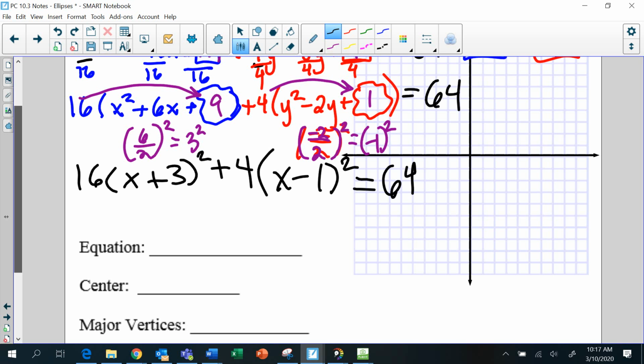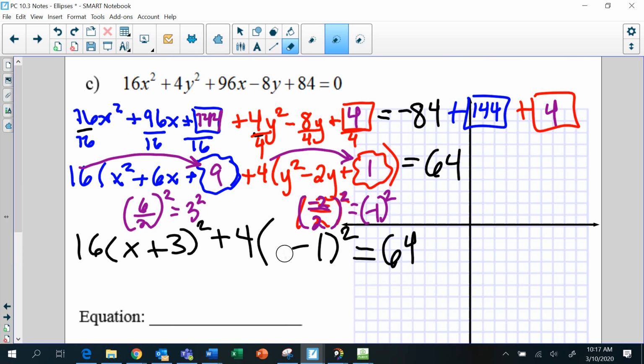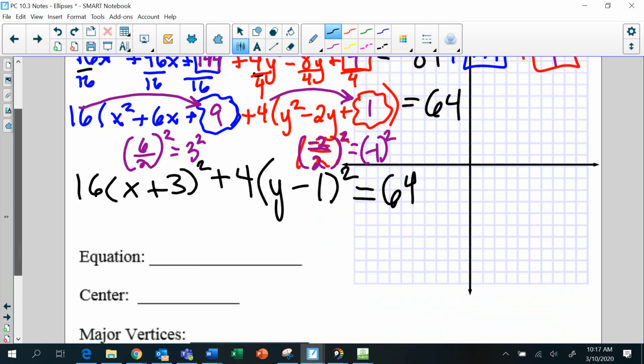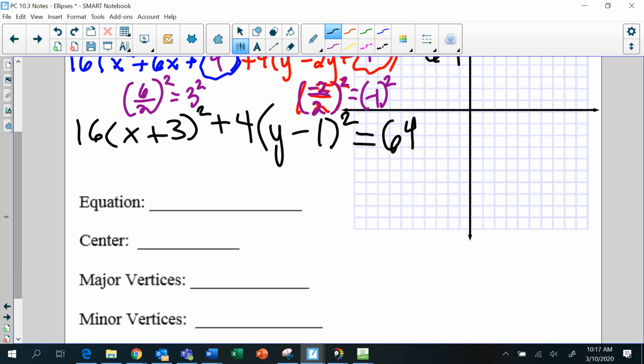We're a lot closer, because now we can see where the center is going to be. Oh, that's not an x. My bad. It's a y minus 1. We can see where the center is going to be, but we don't have the right side correct. The right side has to equal 1 to be part of the formula. So to make it equal 1, we're going to divide everything by 64.